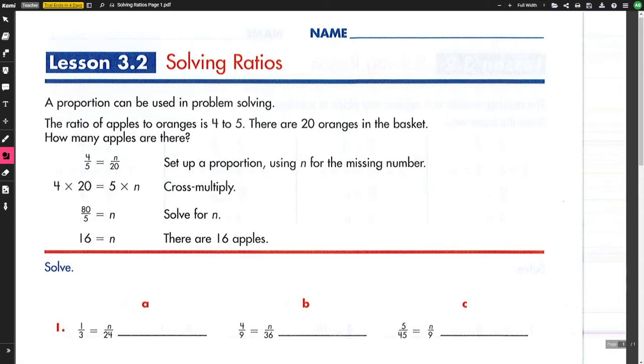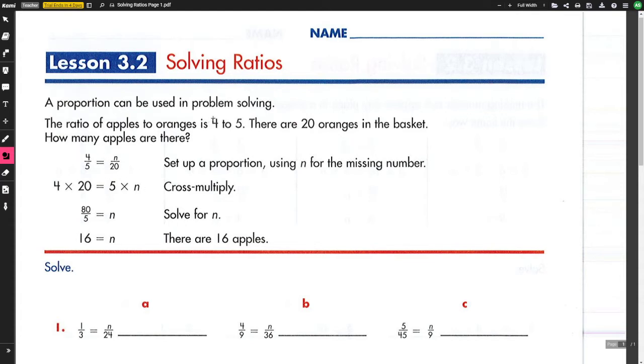In the example here, we have the ratio of apples to oranges is 4 to 5. There are 20 oranges in the basket. How many apples are there? So if you look at our first step, it is setting up the proportion.